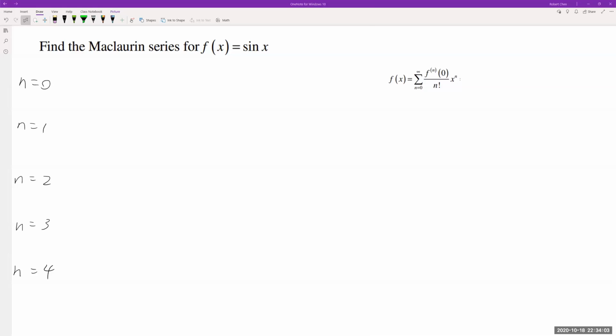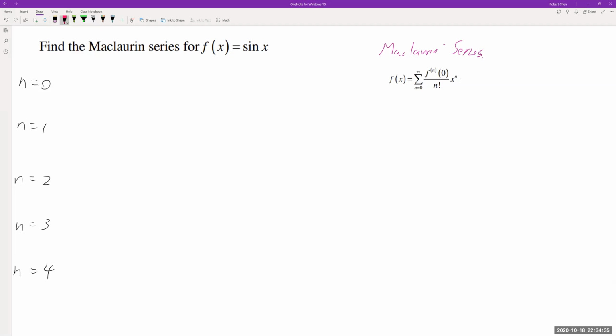All right, let's look at our second example. We want to find the Maclaurin series for sine. I've put the general form for the Maclaurin series right here. It's a Taylor series centered at 0, so this is what we're going to be working with. But let's just look for the first few terms and see if we can find a general form.